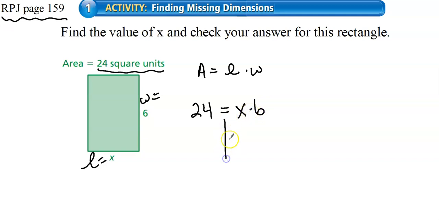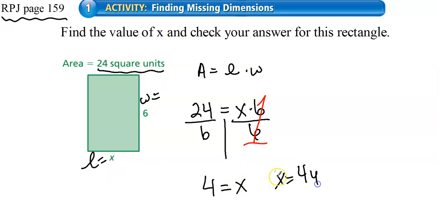So I'm going to draw my balance scale here, and I'm going to show that I'm dividing with a fraction bar both sides by 6. I can cancel out the 6 and the 6. Remember, they make a giant 1. And then 24 divided by 6 equals 4. And all I have left on the other side is x. So I know that the length of the rectangle is 4. And because they don't give me any units except for the general units, I can say x equals 4 units.